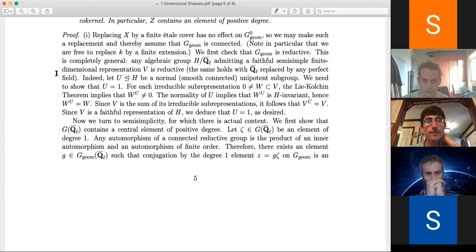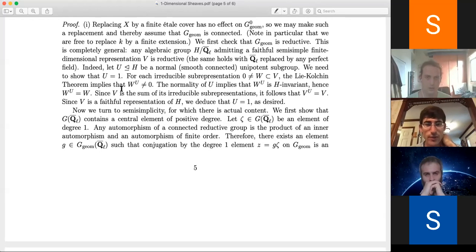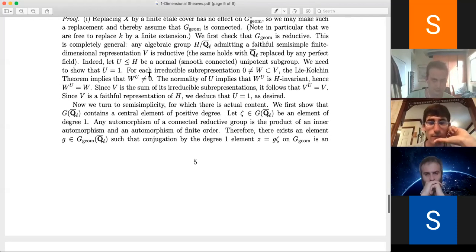Okay, so why is that? We need to show that if I have a normal, smooth connected, unipotent subgroup U of this group H, which I want to show is reductive, then it's trivial. That's what it means to be reductive, essentially. Well, over Q_l bar, that is what it means. For each irreducible subrepresentation W of V, the Lie-Kolchin theorem says that the space of U-invariants is not zero.